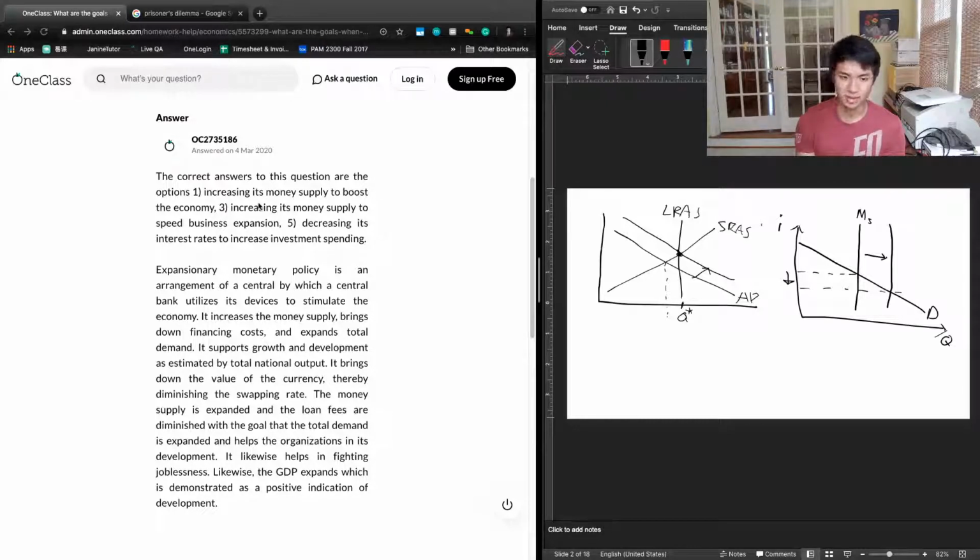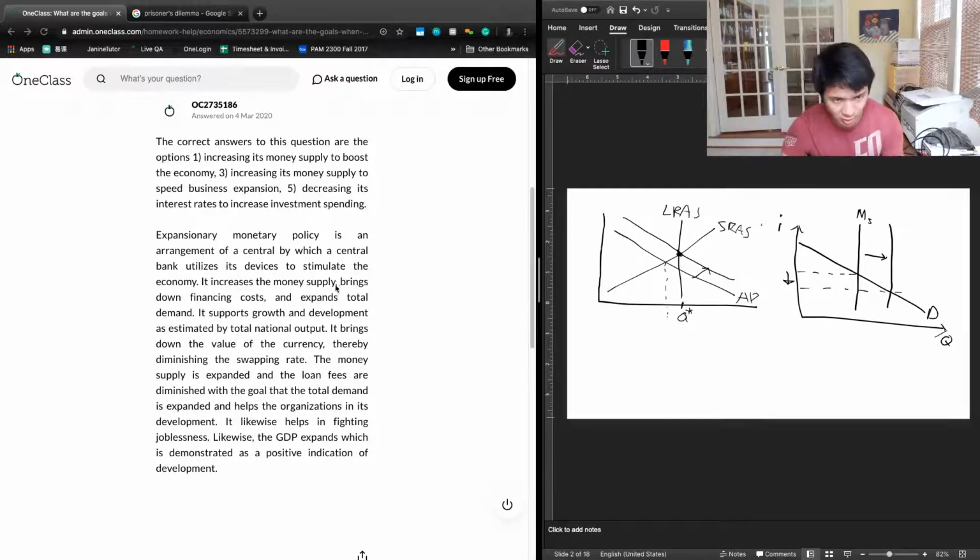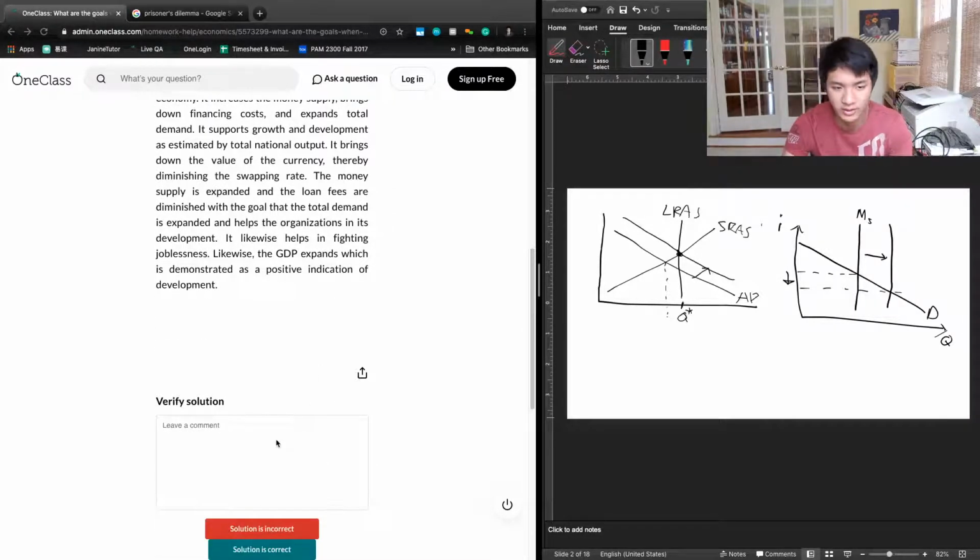It brings down the value of the currency, thereby diminishing the swapping rate. The money supply is expanded, and the loan fees are diminished with the goal that the total demand is expanded and helps the organization in its development. It likewise helps in fighting joblessness. Likewise, the GDP expands, which is demonstrated as a positive indication of development. I don't think there's anything specifically wrong with this explanation. I just think it's a little bit less clear than it could be.